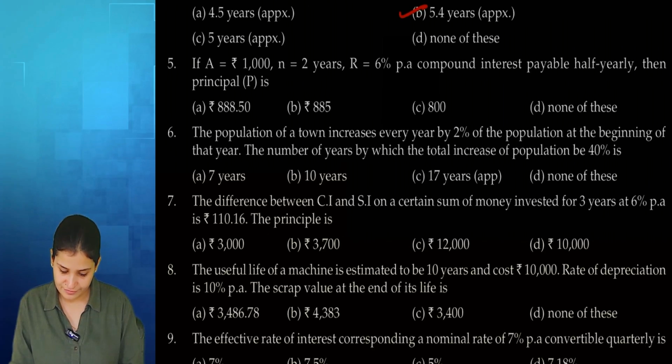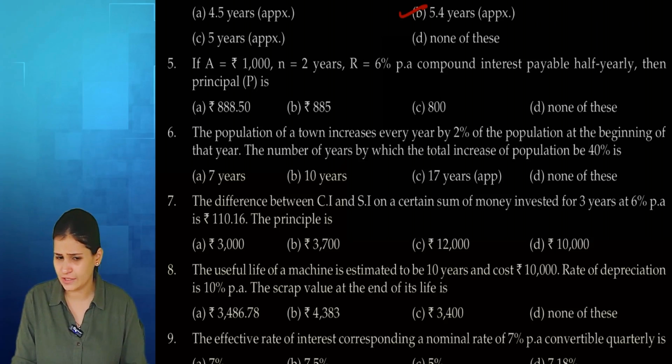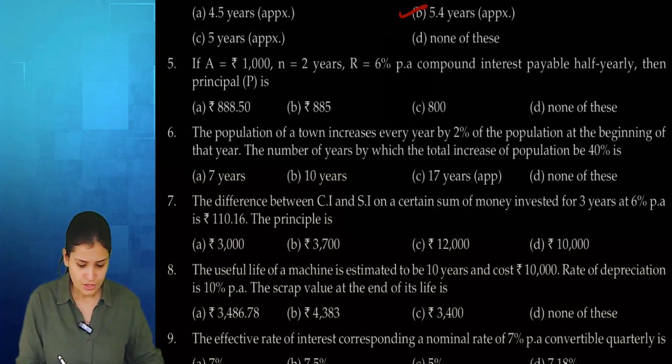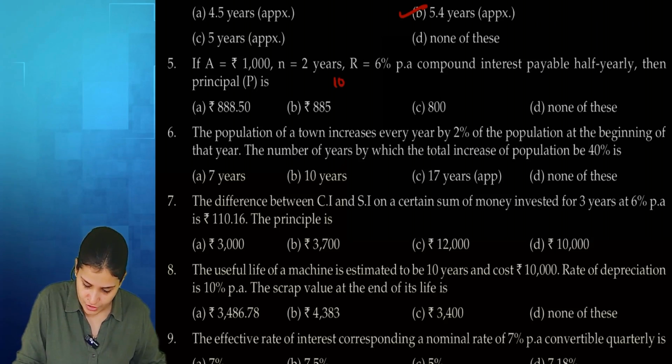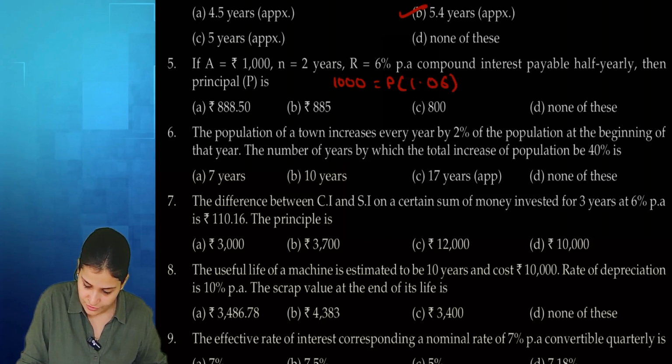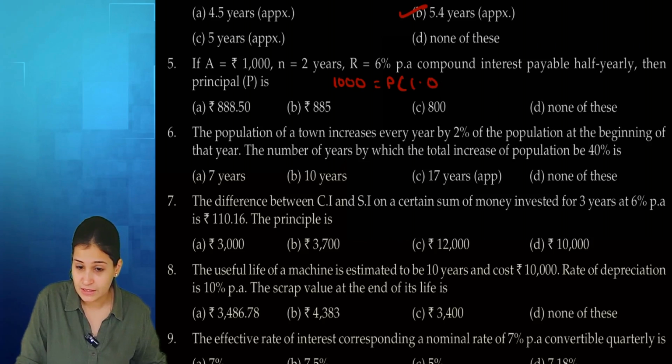Question number 5. Amount 1000, N is 2, rate is 6%, compound interest payable half yearly. Then the principal is, we can go for trial and error also. How much time does it take? So here, the amount we want is 1000, principal unknown. Sorry, the rate will be 3% half yearly. The time will become 4. So 1.03 to the power 4.